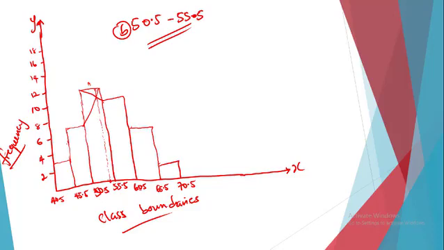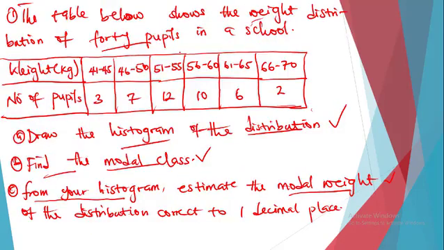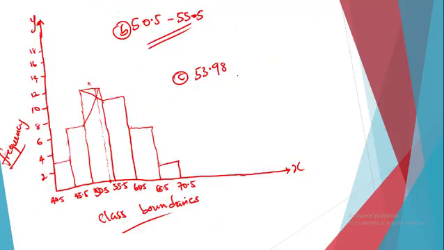Okay, looking at this, this is 55. So let's assume that the point here is, let's say, 53.98, and then the question said we should correct it to 1 decimal place. So our answer then will be equal to 54 kilogram. Okay, now I want to show us another way of finding the mode of a grouped data.